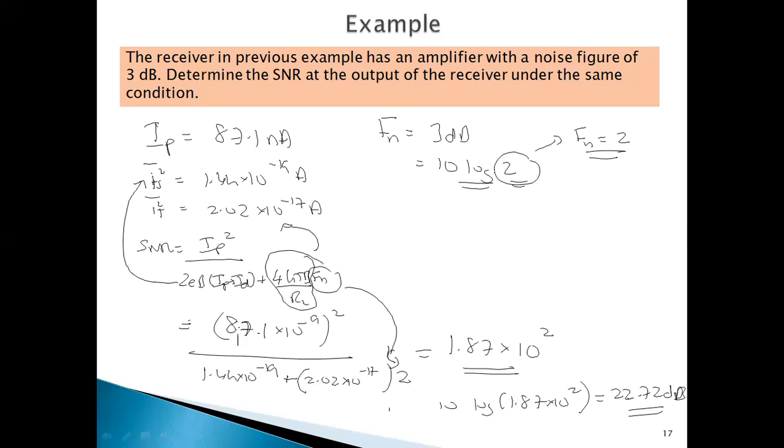Hopefully it is clear, the calculation of noise for both shot noise and thermal noise, and also the calculation of signal to noise ratio for the same problem. We just need to understand the amount of photocurrent produced, the amount of total shot noise current produced, and the amount of thermal current produced in your problem. That is how you determine the signal to noise ratio for your receivers.